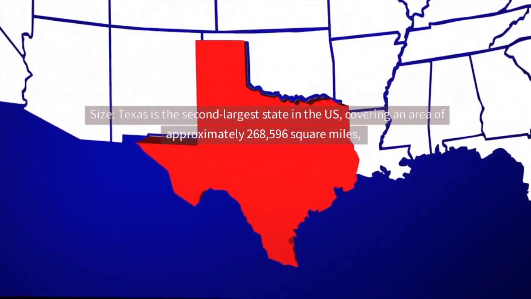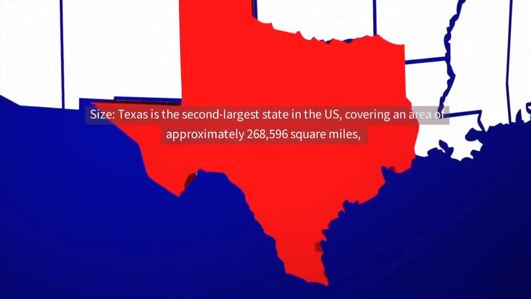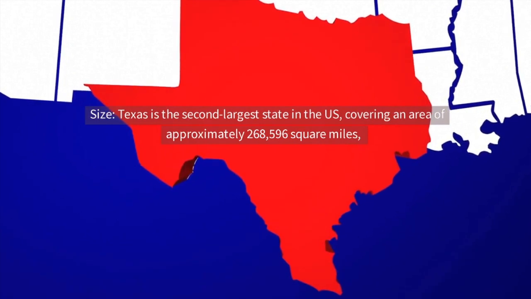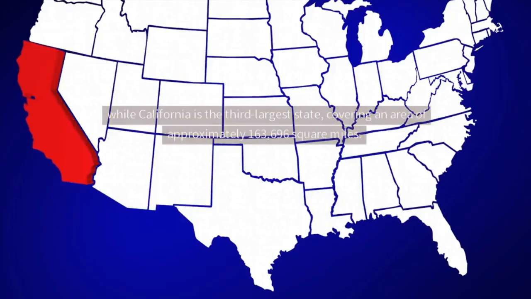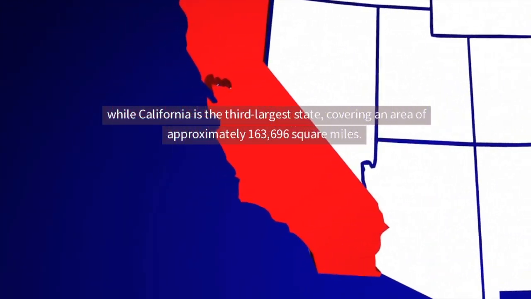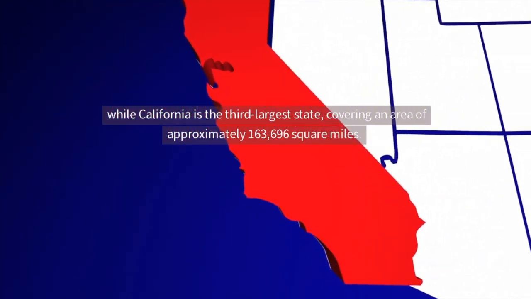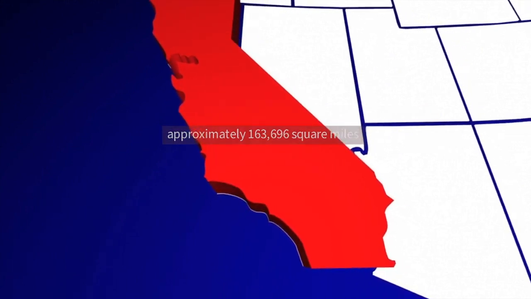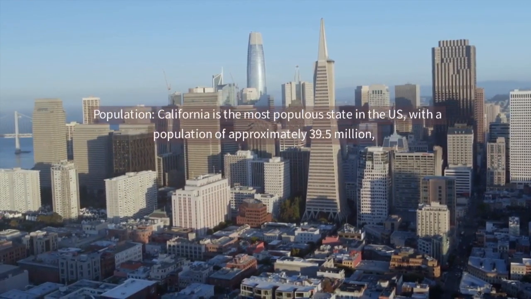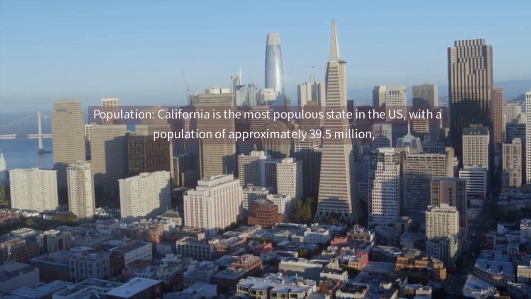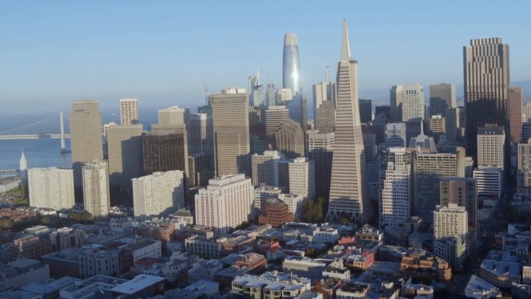Size: Texas is the second largest state in the U.S., covering an area of approximately 268,596 square miles. While California is the third largest state, covering an area of approximately 163,696 square miles. Population: California is the most populous state in the U.S., with a population of approximately 39.5 million.